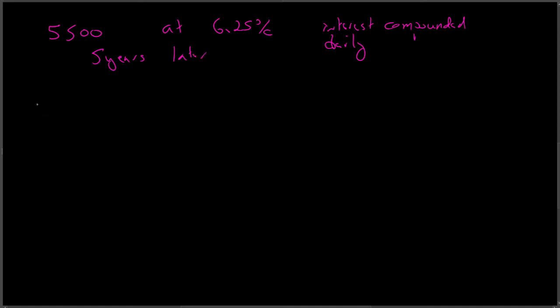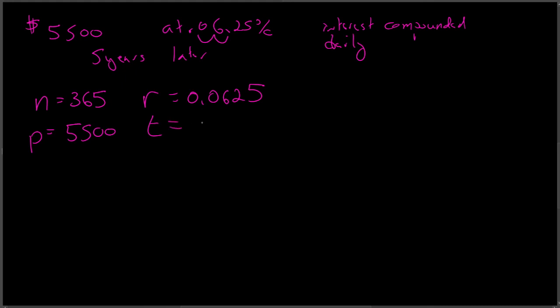So we notice daily there are 365 days in a year. So n is going to be 365. My principal is the $5,500 I've invested. And my rate is the percentage, but I'm going to do the trick of moving the decimal place over 2 to the left, 0.0625. I'm going to have it for 5 years. So the total amount I'll have in this account at the end of 5 years is the principal times 1 plus r over n, to the power of n times t.